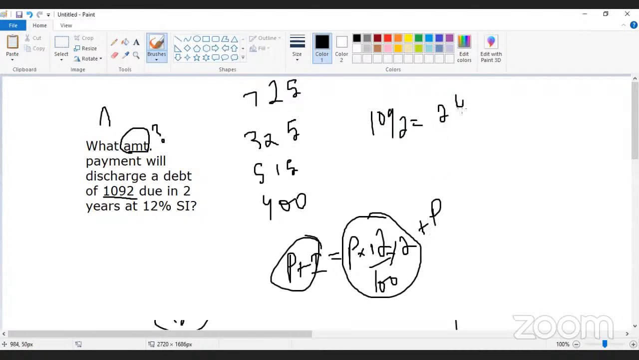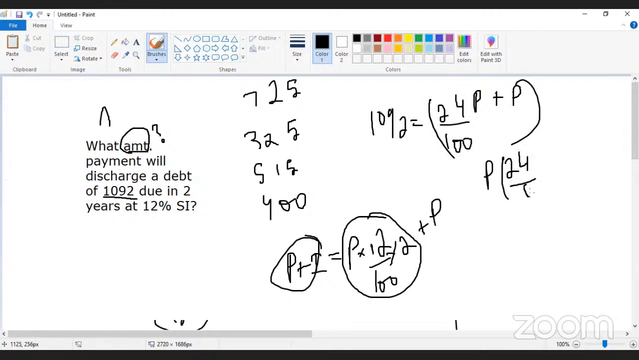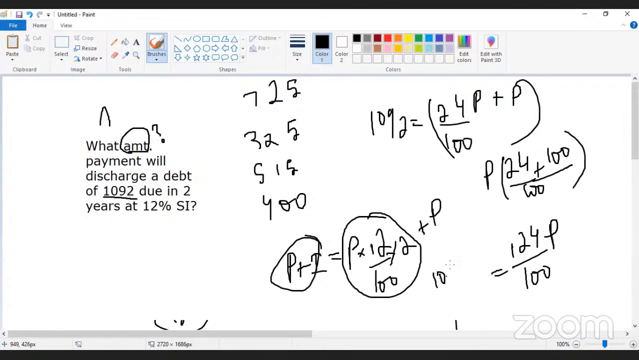So that's equal to 24 by 100 P plus P. So taking P common, it is P times 24 by 100 plus 1. So if I take LCM, this will become 100. So 124 by 100 of P is 1092. What is the P value? If it is 1092, what will be the amount? What is the 100%? Got it right?